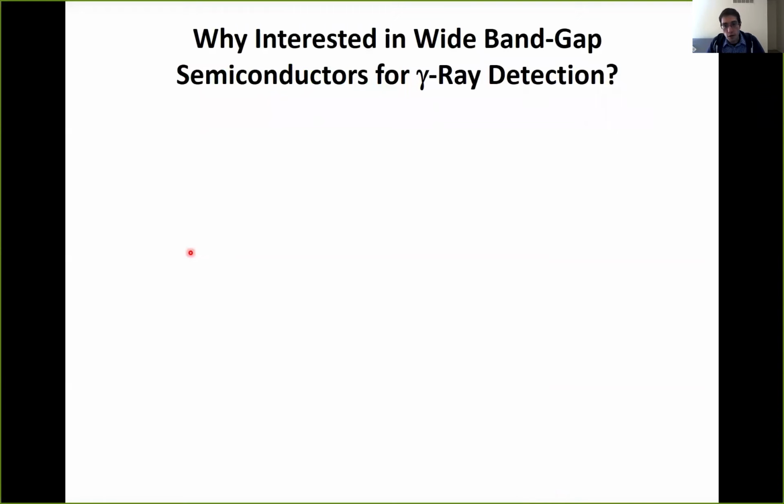Why are we interested in wide bandgap semiconductors for gamma ray detection? In the previous module, I showed that there are two other major gamma ray detectors available. One of them is scintillators, the other one is gas-based detectors. And the major reason why we want to use these semiconductors is better energy resolution. In this plot, I show the different energy resolutions associated with the scintillators, which is in blue, and the red, which is semiconductor-based. Energy resolution is basically the uncertainty associated with each detection of the gamma ray.